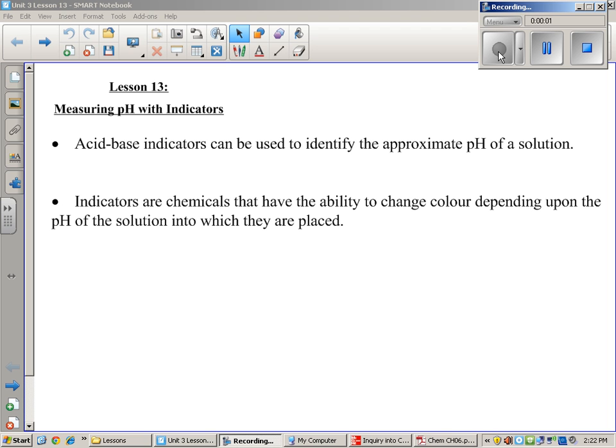Indicators today. When we measure, there are different ways of measuring pH. We could, for example, use a pH meter. Pretty accurate, usually 5.1. You can get down to the nearest decimal. They're probably even more accurate than that, obviously, if they're calibrated correctly.